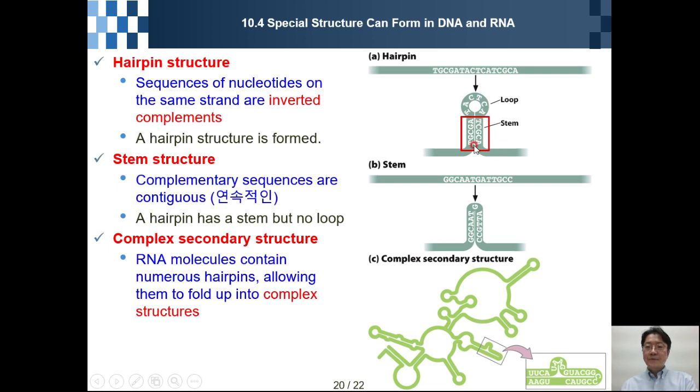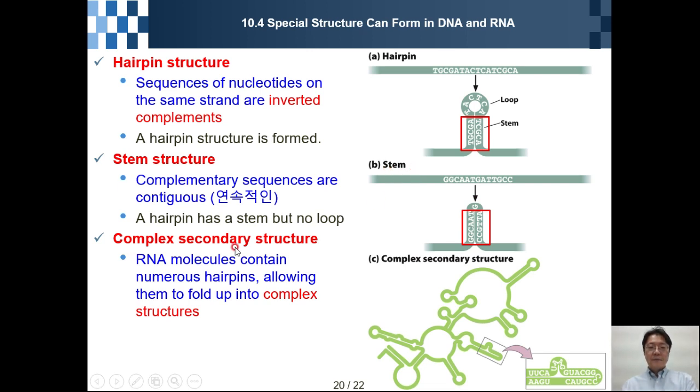A hairpin structure is composed of a stem and a loop. Another special structure is the stem structure. Complementary sequences are contiguous. In this case, the sequence is CCCAAT, and the complementary sequence is CCGTTA. So complementary sequences are contiguous except for G. In this case, only the stem structure can happen. There is no loop structure. So we call it a stem structure. A stem structure is a hairpin, but only has a stem and no loop.